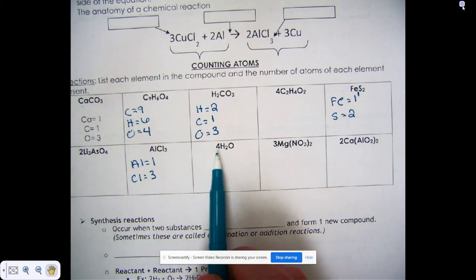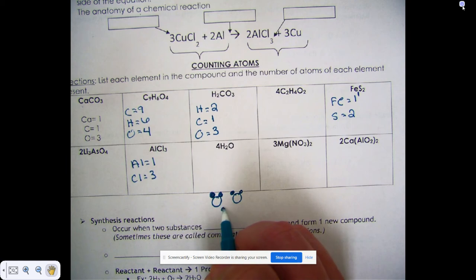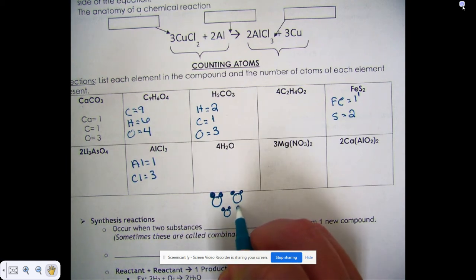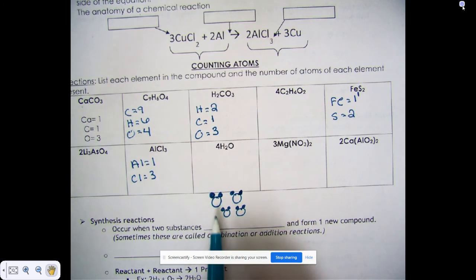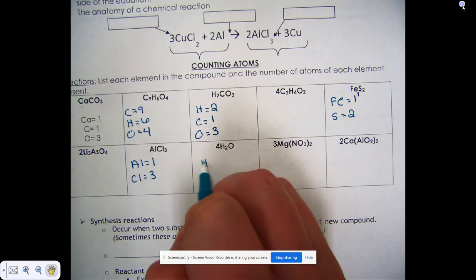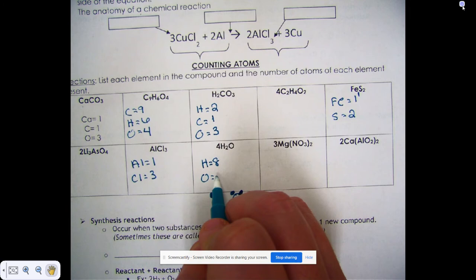Now this says that there are 4 water molecules. I've drawn 1. I'm going to draw a few more. 2, 3, and 4. And now notice, they're not touching, so they're not bonded. Okay? And so this is saying that there are 4 water molecules. So from here, you should be able to tell me, okay, well, there are 1, 2, 3, 4, 5, 6, 7, 8 hydrogens. And there are 1, 2, 3, 4 oxygens.